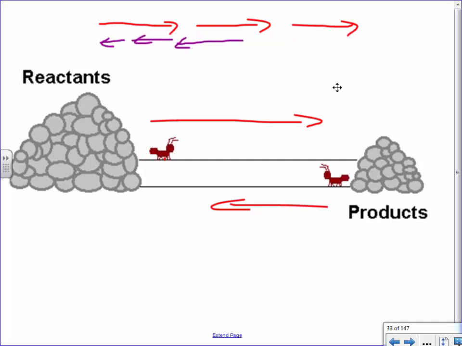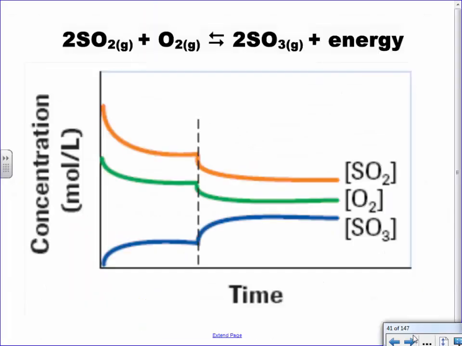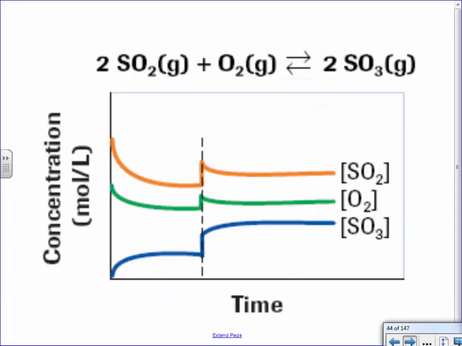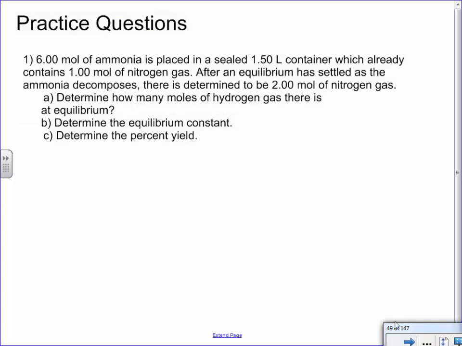But what should end up happening is we've made some products now. Does that make sense? The question is, did we make more products or more reactants? And so I want to start actually with some practice questions I have at the back of my notes here. Oh, where is it? Here we go.